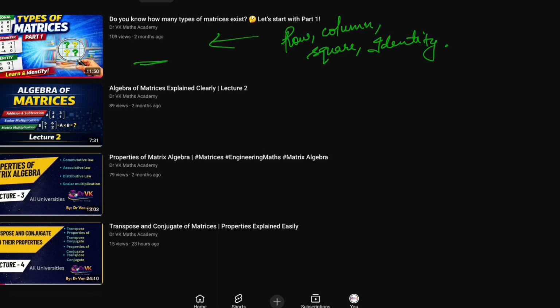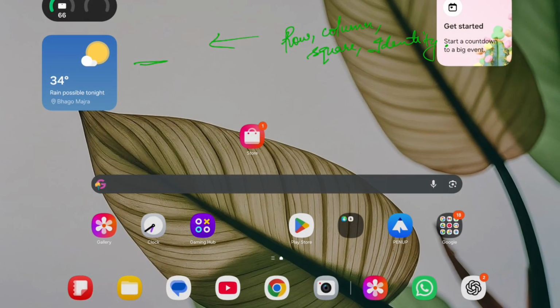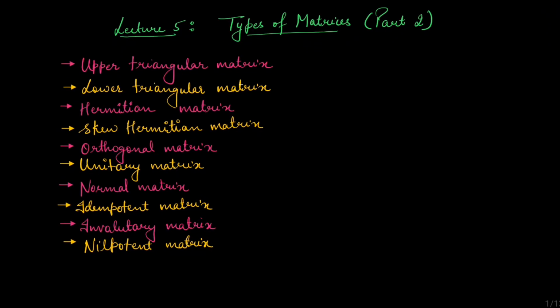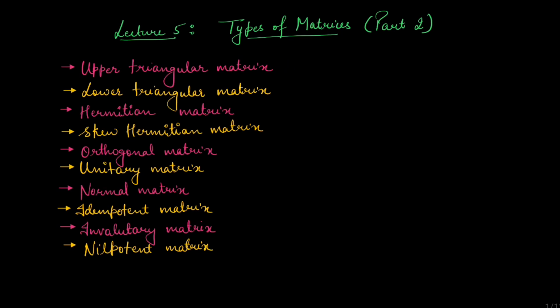Now in today's lecture, we are going to discuss the remaining special types of matrices, that is upper triangular, lower triangular, Hermitian, Skew-Hermitian, orthogonal, unitary matrix, normal matrix, idempotent, involutory and nilpotent matrix. And all these matrices are very important for the exams, whether it is your university exam or the competitive examination point. So without wasting any more time, let us begin today's lecture.